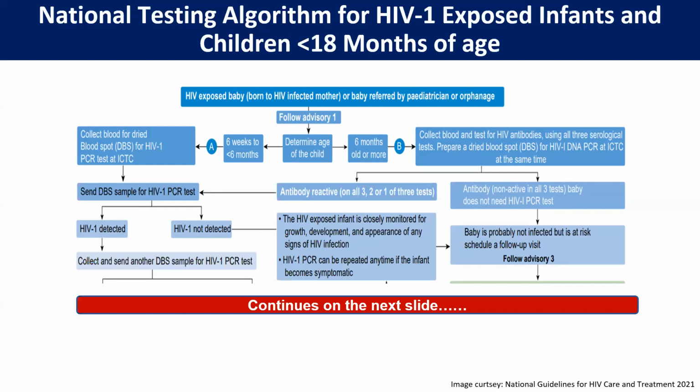Or if the child's age is 6 months or more, then you do a rapid antibody test. If all three serological tests are positive, then you do DNA PCR. It's called TNA PCR nowadays. If all three tests are negative, you can just follow up these children. They should be closely monitored for growth, development, and appearance of any HIV infection. And you can repeat HIV-1 TNA PCR at any time if the child becomes symptomatic.